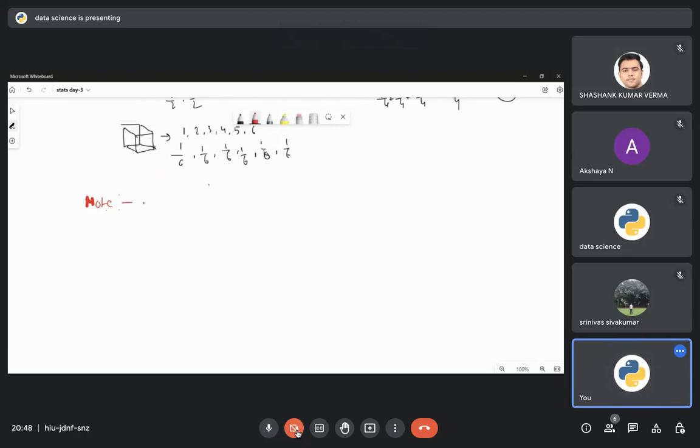Okay, so note the summation. Summation of probabilities of each random variable is equal to 1. Does it make sense?